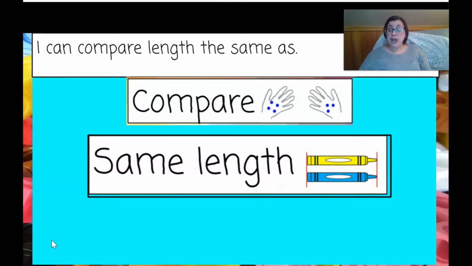So we're going to be comparing the linking cube sticks to objects, and we're going to see if they're the same as. Remember, the word same means if I have an orange star in this hand and I have an orange star in this hand, they're the exact same.